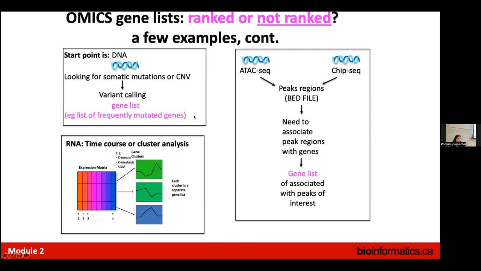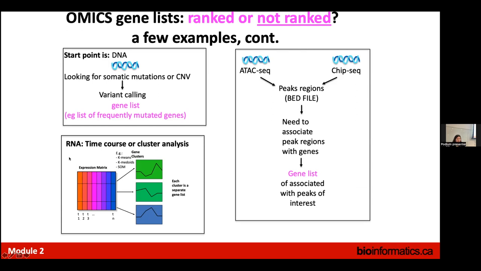And these are three examples where I do not use a rank list, and I don't know if you have other examples yourself. The first one is when the starting point is DNA. For example, you have data for somatic mutations or CNV, and what you get is a list of genes that are frequently mutated in some cohort of patients. So in this case, it's just a defined gene list. There is no way to rank it. So in this case, I use the gprofiler workflow.